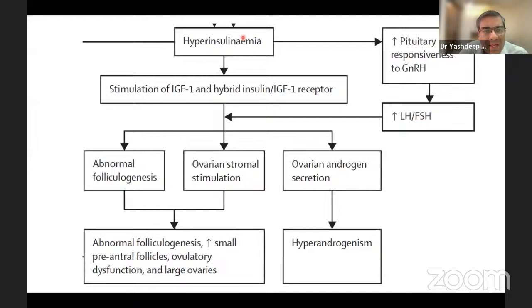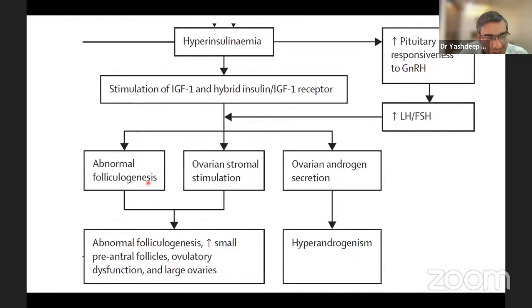And hyperinsulinemia also stimulates the IGF-1 receptors and the insulin receptors that are present in the granulosa cells, thecal cells, or stroma cells of the ovary, and results in androgen, estrogen, and progesterone production, independent of LH and FSH. So through increasing the LH and FSH, and independent of LH and FSH by acting at the ovaries, it results in increased androgen production, which can result in hyperandrogenemia. And it also stimulates the stromal proliferation, resulting in enlarged ovaries.